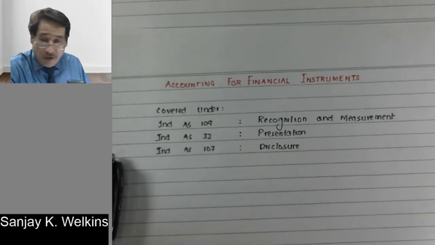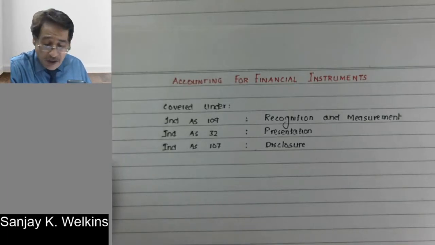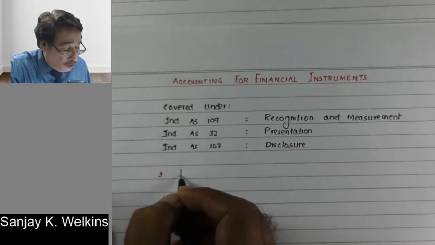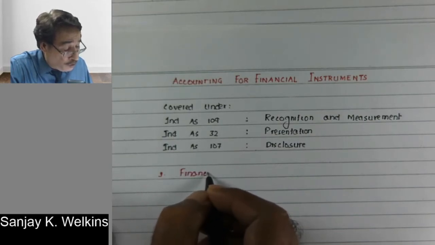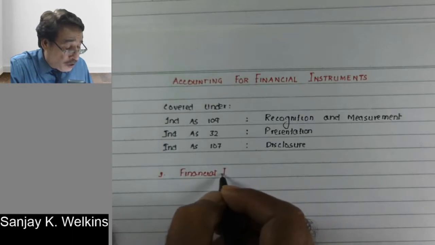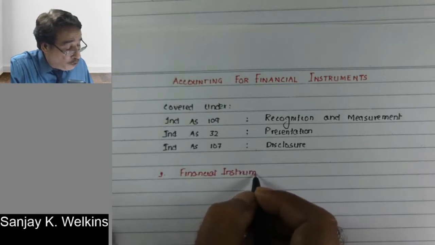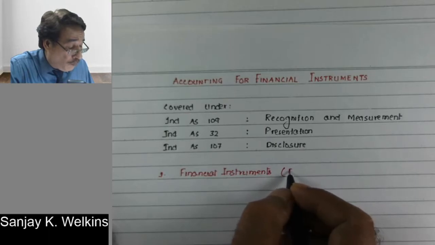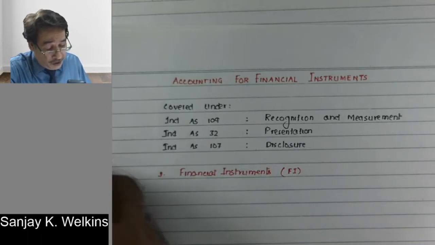Because we are doing financial instruments, quite obviously, first of all, we need to know what exactly a financial instrument is. So let's have a look first. Point number one, financial instruments. This is the term we are going to use so often during this chapter. I will use the short form FI. Lots of short forms will have to be used, so take care of that aspect.